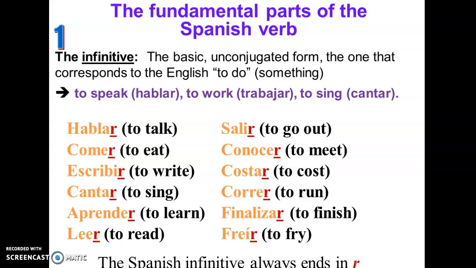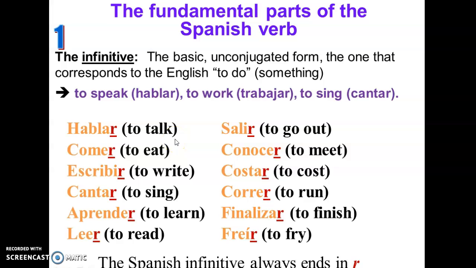First, we have infinitives. Just like we do in English, we have infinitives. Infinitives like to speak, to work, to sing. In Spanish, to speak, it's hablar. To work, trabajar, to sing, cantar. Okay, so the infinitive is the basic form that we have when we want to include an action. And so we have several.